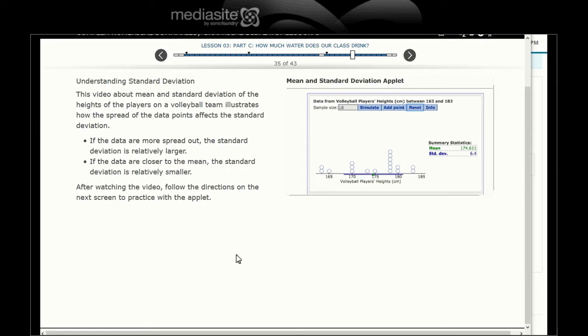Hopefully you got some good information out of it, because the next screen is going to be the applet with us doing some of this stuff. Okay. Again, in recap, standard deviation is a measure of spread, or how far away some data points are from the mean. As you bring the data that's far away in closest to the mean, you're going to decrease your standard deviation. Big picture.